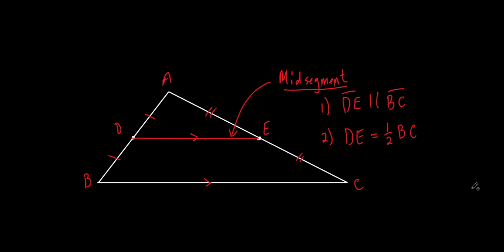And again, it doesn't matter what kind of triangle you have. It doesn't matter what side you pick. The midsegment will always have those two things true. It's always parallel to the third side, and it's half of the length of the third side.